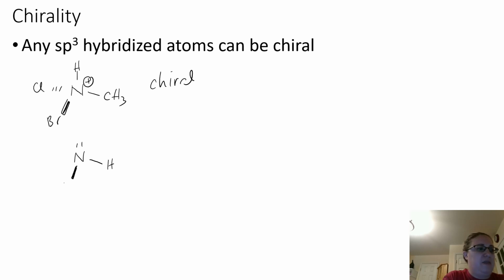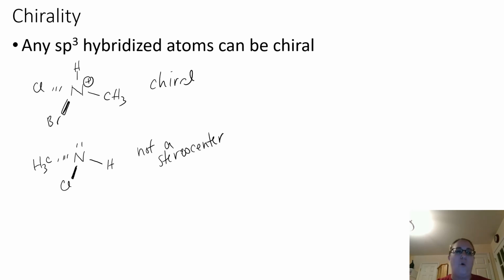What we do have to watch for is that it has to actually be bonding attachments. So if I make this nitrogen have a 0 formal charge and have the lone pair on it, this now only has 3 attachments. It does have 4 different electron domains because of the lone pair, but that lone pair isn't an attachment. It's not a bonding electron domain. So this is not a stereocenter, and it's not going to be considered chiral or achiral because of the lone pair not being an attachment.